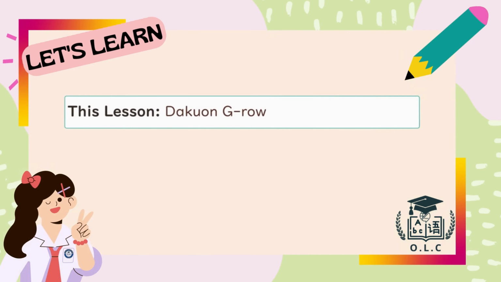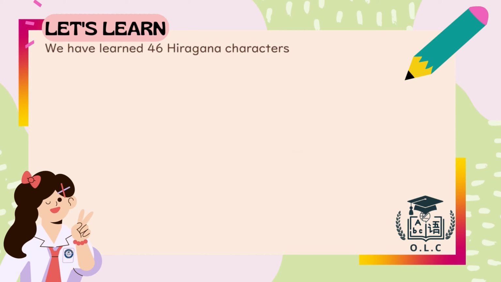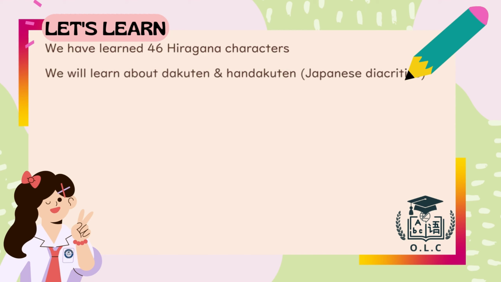In this lesson, we learned to add ten to characters in K row so that the consonant sound K changes to a voiced G sound. In this course, we've learned 46 Hiragana characters and the sounds associated with these characters. And over the next 5 lessons, we're going to learn how we add dakuten and handakuten to form different sounds.